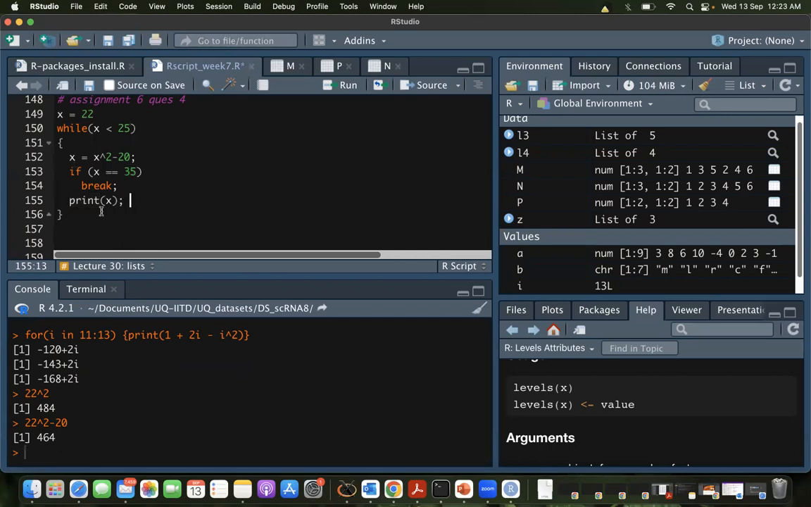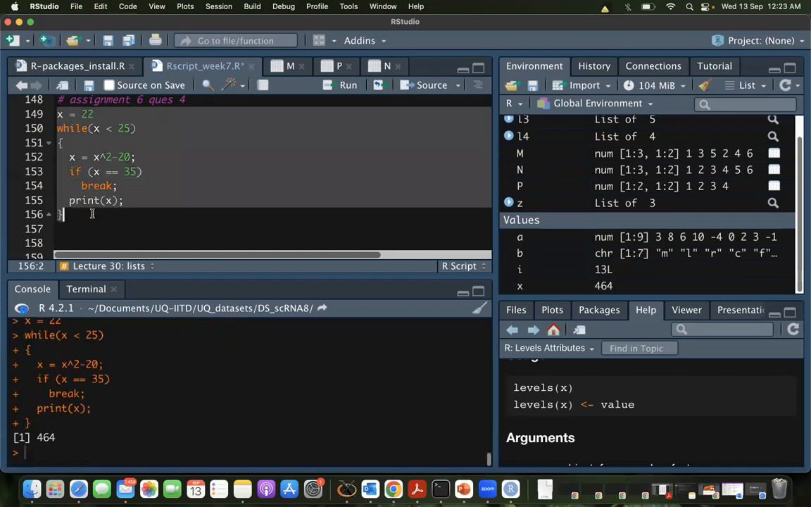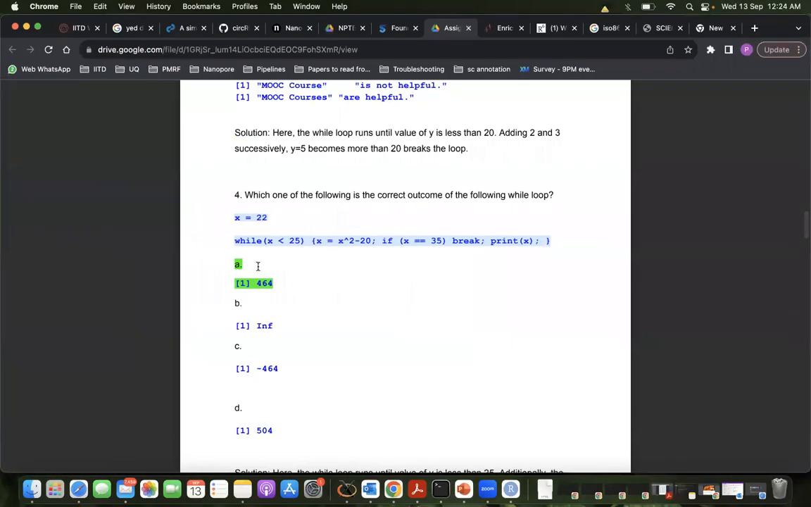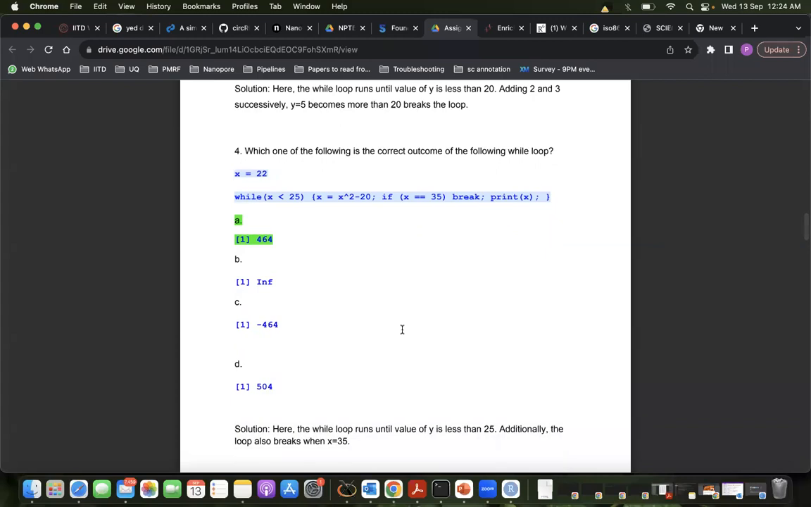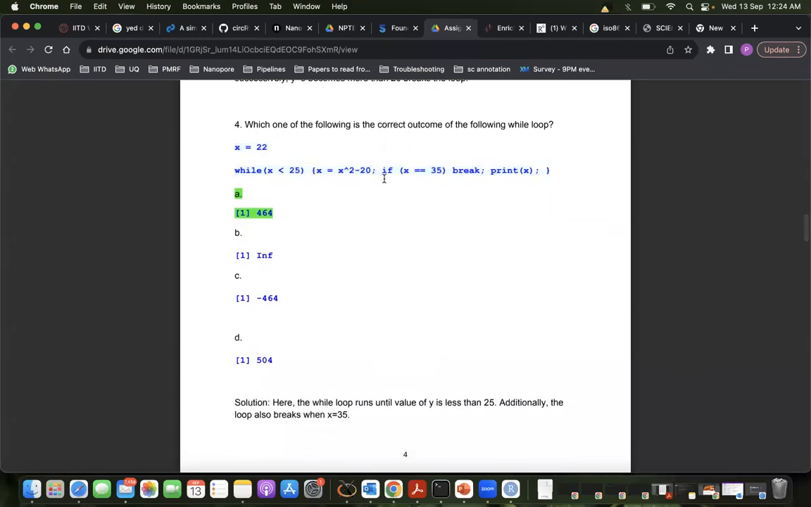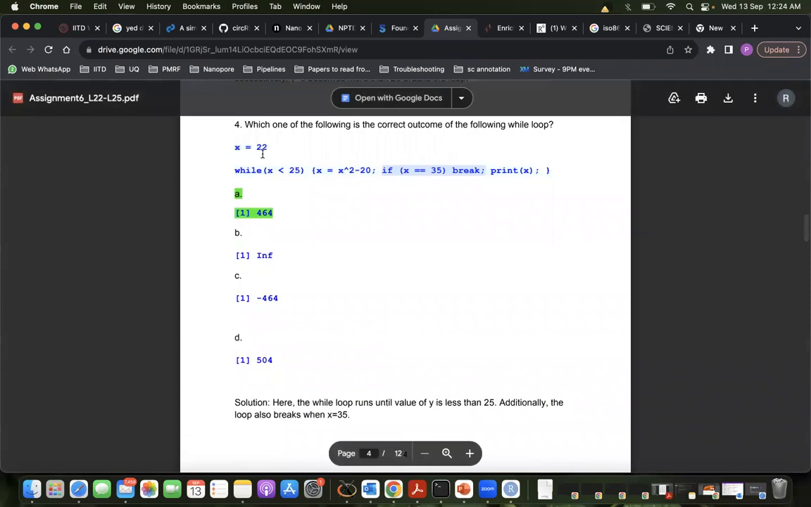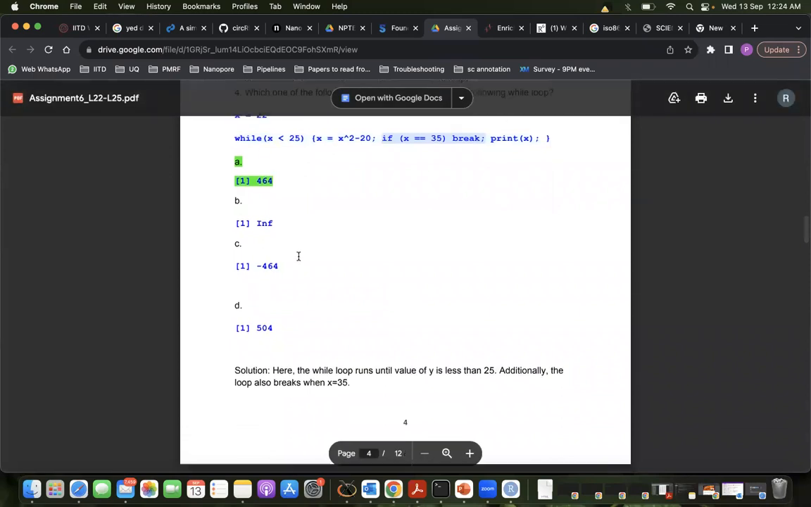That's going to print 464 and then it's going to go up. Now the value of x is 464. It says, is it less than 25? No. So that's it. The loop stops. So if I run the whole thing, you see, it just returns you 464. That's what you get here. Right? Does this make sense? This part, the if break part, was never used because the value of x was never 35. From 22, it directly reached 464 and the loop ended.